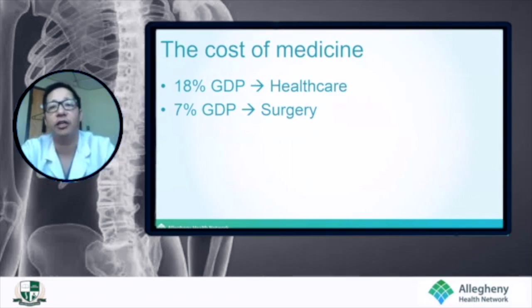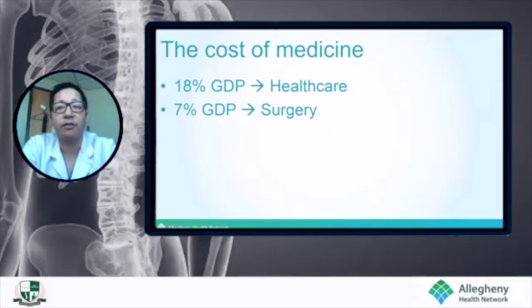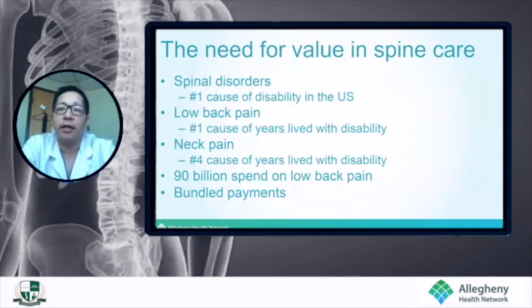When you look at medicine in general, 18% of the GDP is spent on healthcare, 7% of the GDP is spent on surgery. So there's definitely, as everyone knows, a drive towards bringing down those costs to see if we can make some of those surgeries more in an ambulatory surgery center. In terms of spine care, big money spender. $90 billion are spent in the United States on low back pain a year. With the advent of bundled patient payments, we're forced to basically do more with less reimbursement and less money.